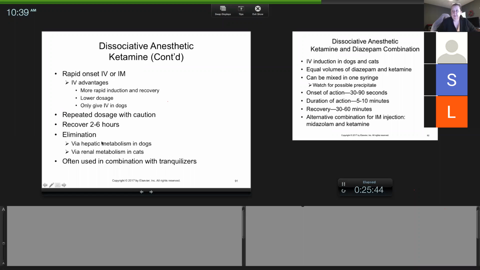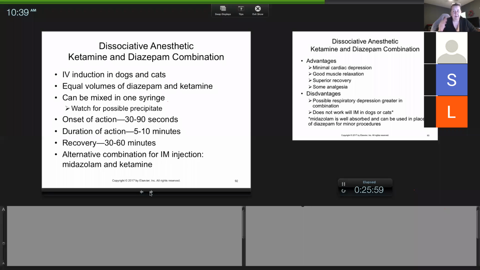Mostly hepatic metabolism in dogs. I talked about that 50-50. In cats, they really need their kidneys to excrete it. And then usually it's combined with something. By itself, you can't anesthetize them with ketamine. You could only immobilize them, and they're not really relaxed.